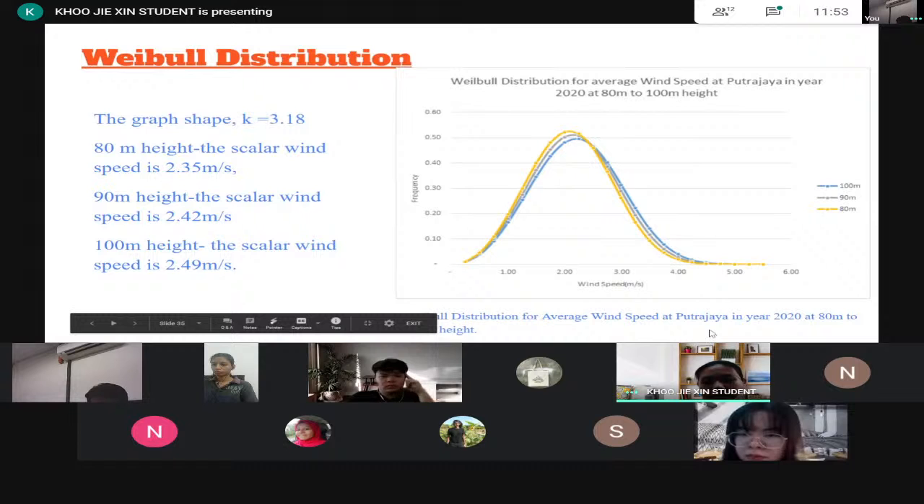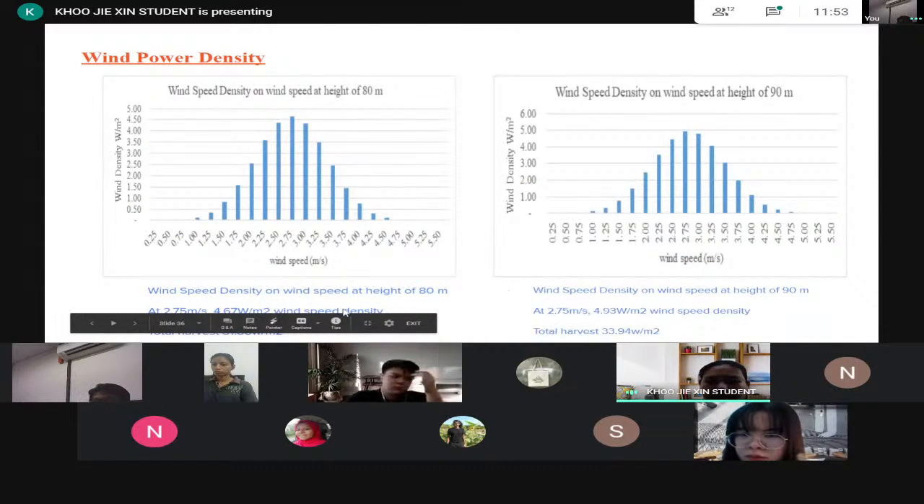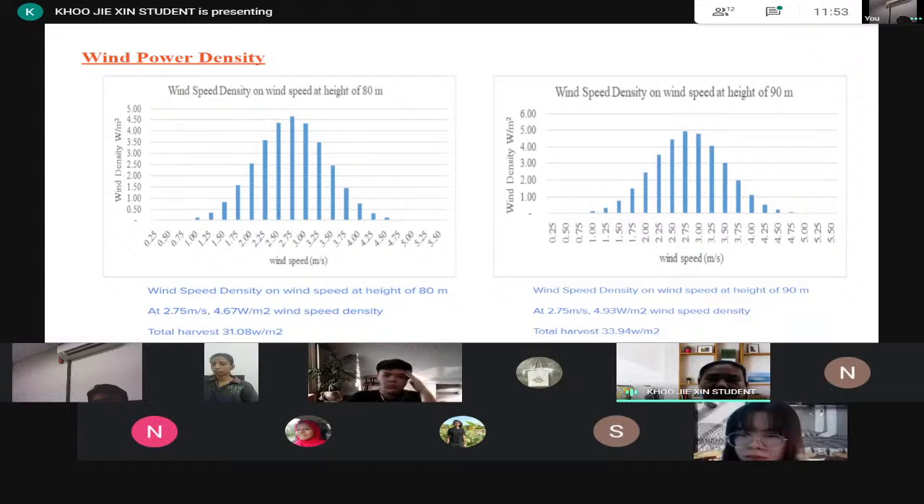So I will go to the next slide. We'll talk about the wind speed density. Okay, over here, the wind speed density on 80 meter height.